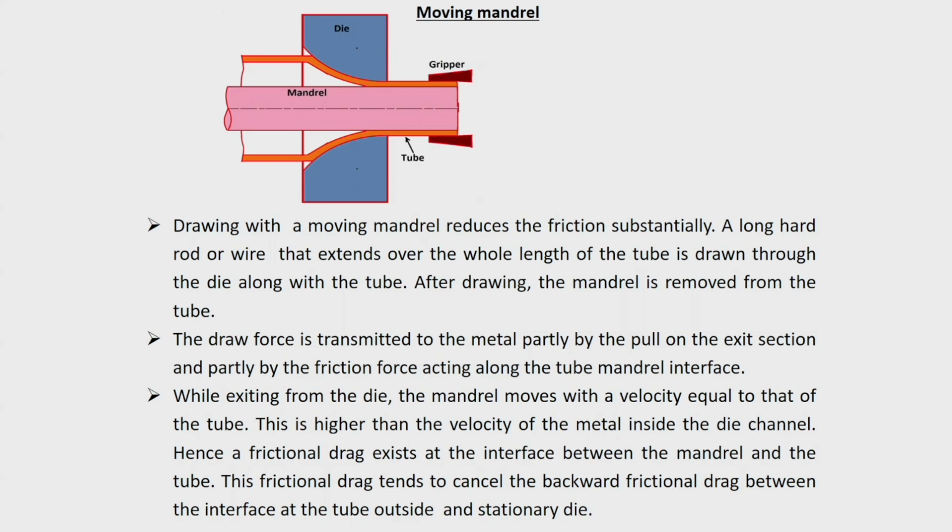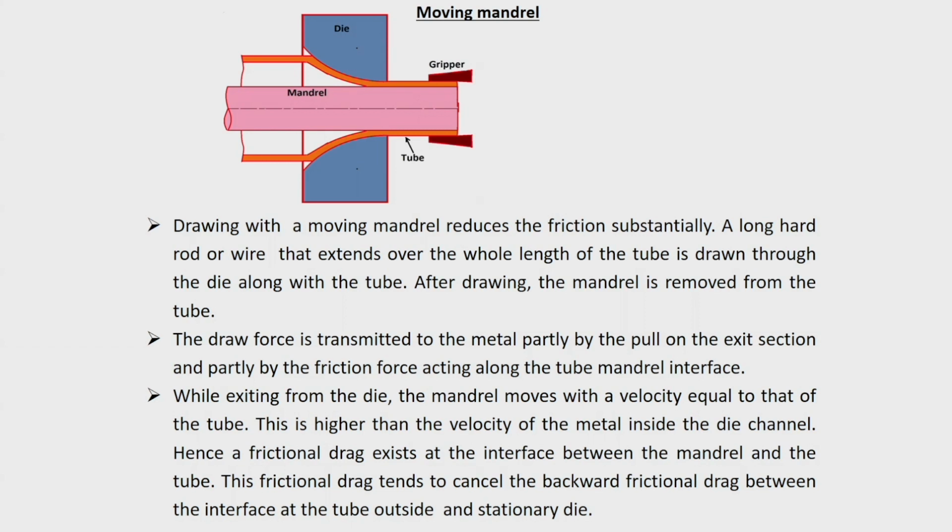The last case is a moving mandrel. Drawing with a moving mandrel reduces the friction substantially. A mandrel is generally a long hard rod. For smaller diameters it may be a wire also, that extends over the whole length of the tube. It is drawn through the die along with the tube. So, you will see that the mandrel and the piece are held together. Initially you insert it, fix it with the gripper, and pull these two together.